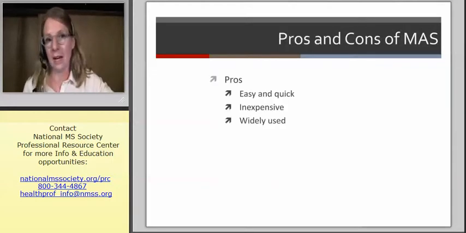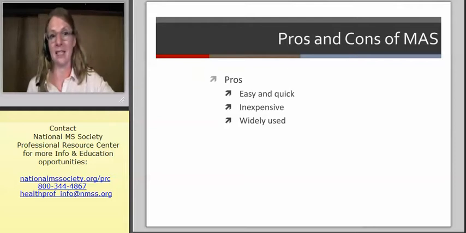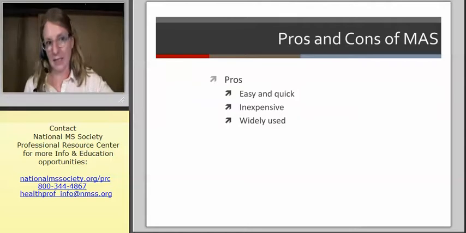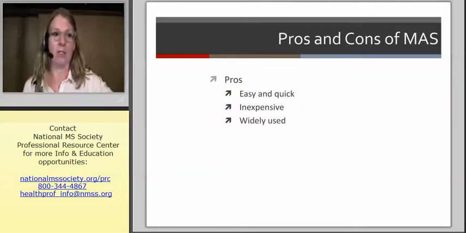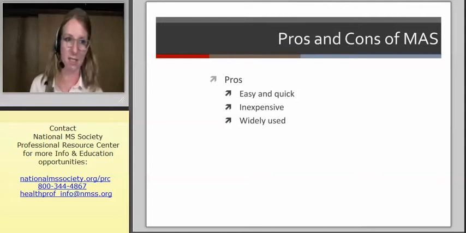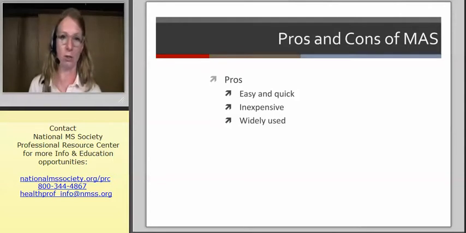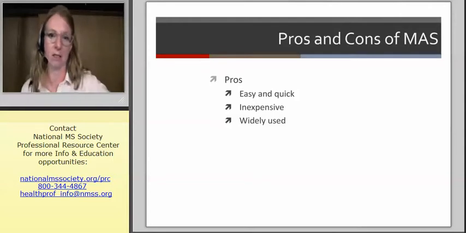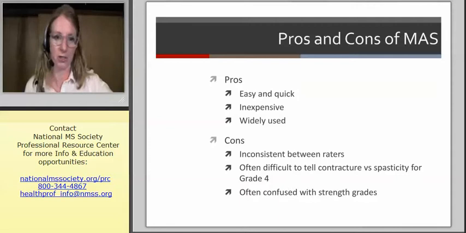Pros and cons of the Ashworth. Pros: it's easy. It's quick. You saw me do it a couple of times on that foot earlier. It's very inexpensive, obviously, and it's very widely used. If you look in the spasticity literature, this is pretty much the go-to measurement for spasticity. So that's what they're all using. Cons, again, it's inconsistent between raters.